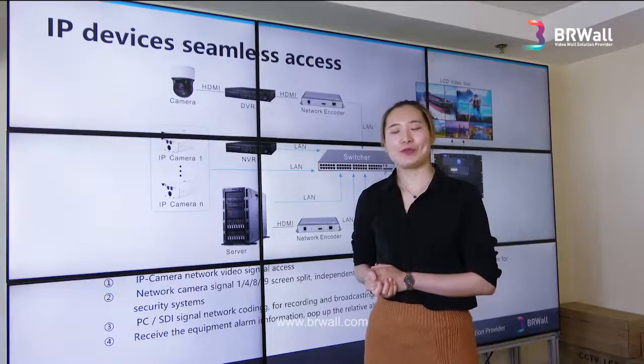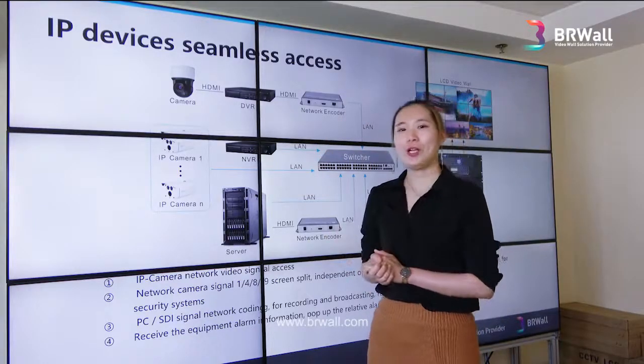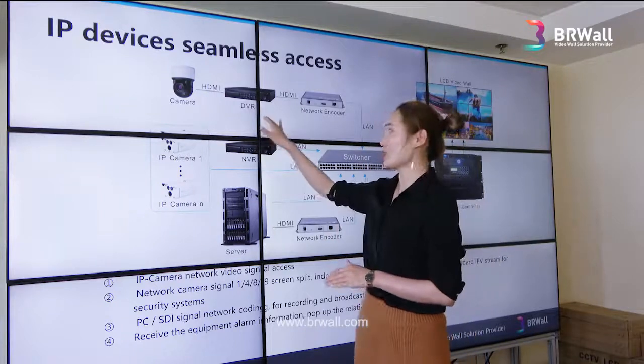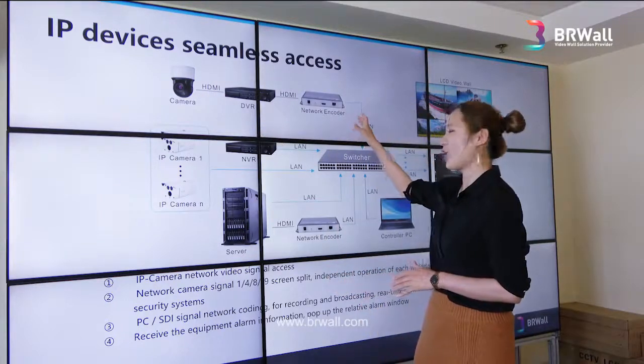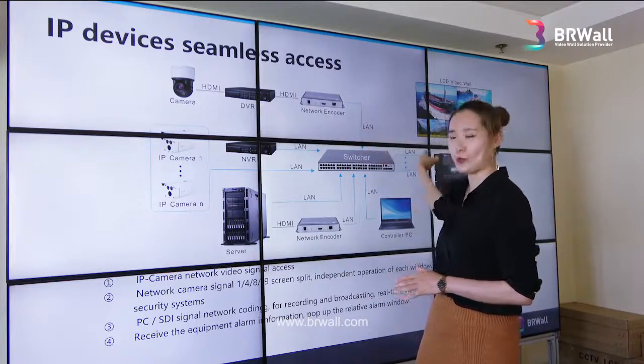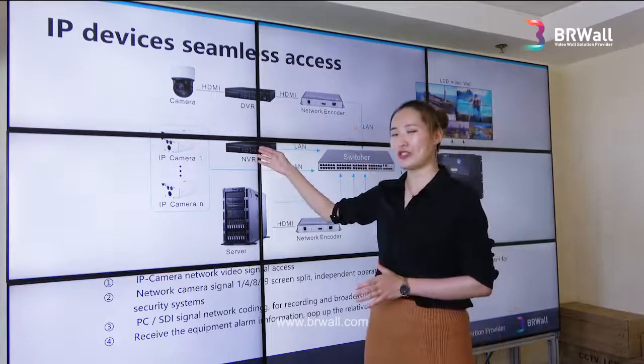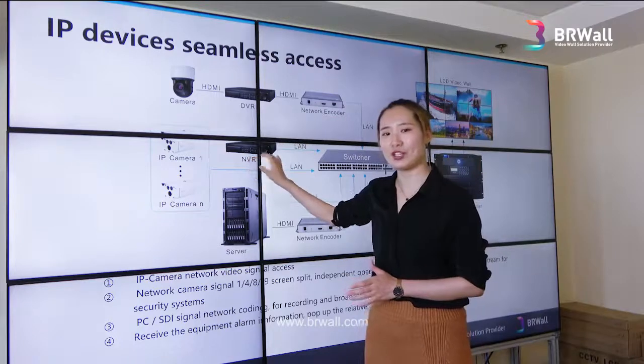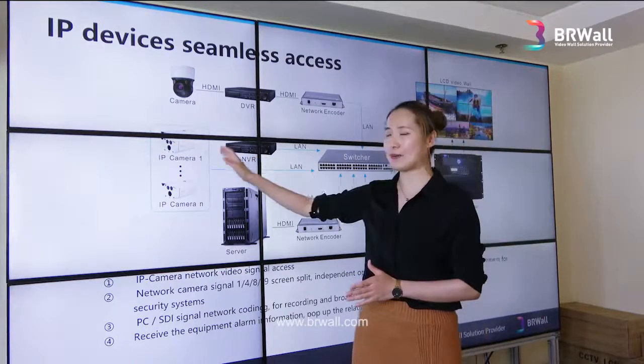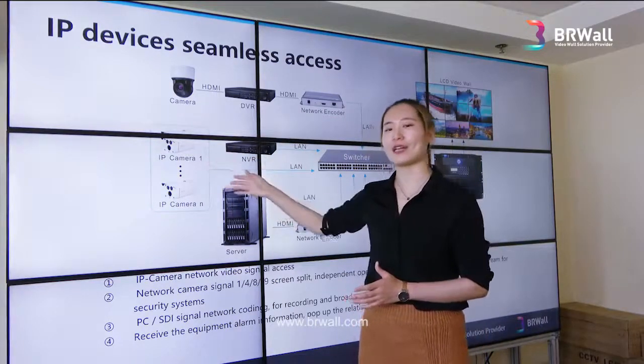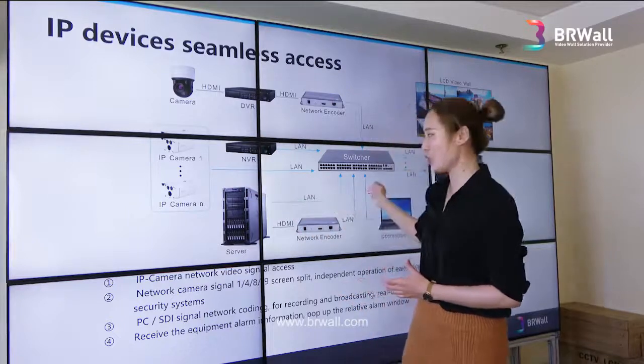IP device application. In the traditional way, the analog camera goes through the DVR to the encoder, then to the switch, and goes to the video controller. Also for digital, the camera goes through the DVR to the switch. And the IP camera can also go directly through CAT 5 or 6 to the switch.